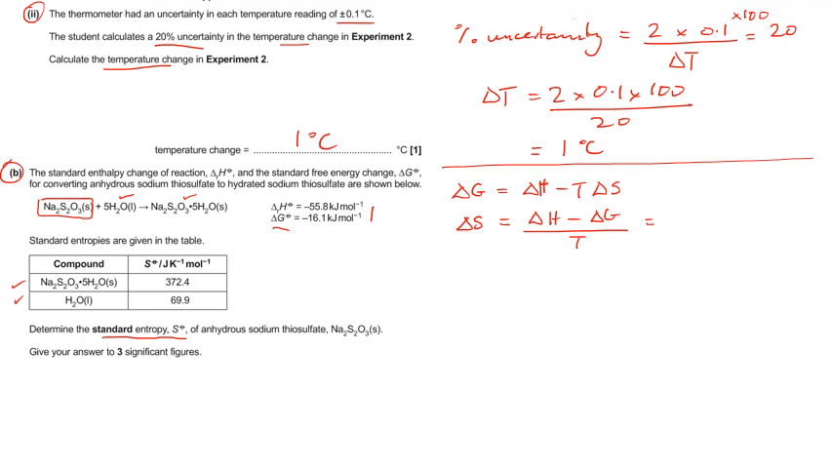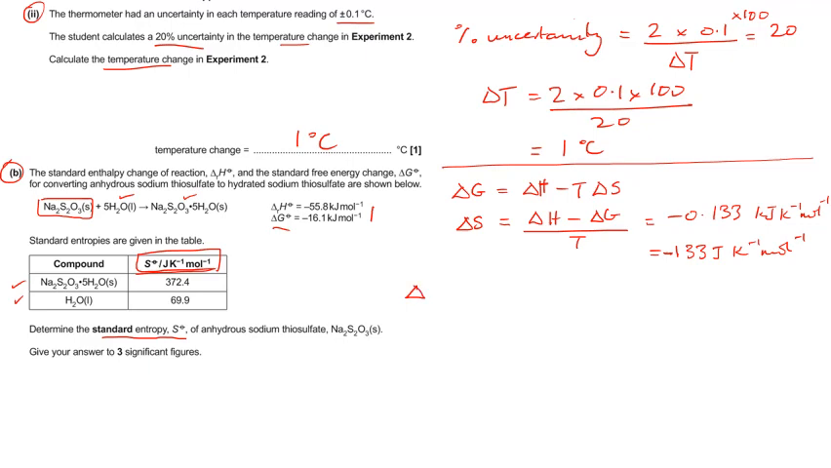So delta H is minus 55.8, delta G is minus 16.1, T is 298. You put those three values into the equation and you get minus 0.133 kilojoules per Kelvin per mole. But you notice our units in the table here are joules, so let's have our delta S in joules as well. So that's minus 133 joules per Kelvin per mole. Now we need a second equation. We need the equation for delta S.